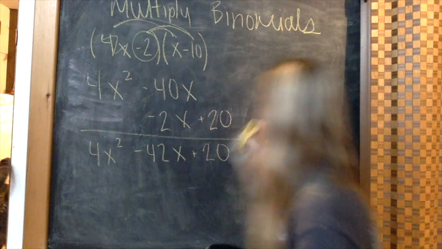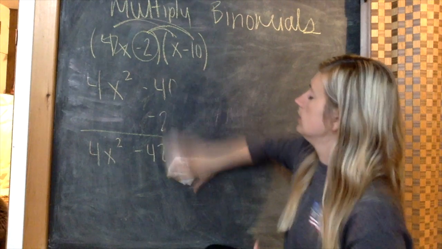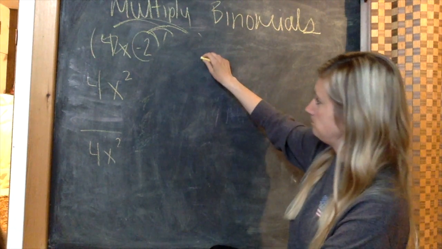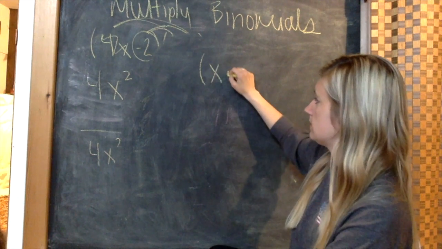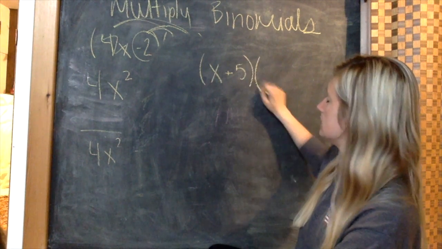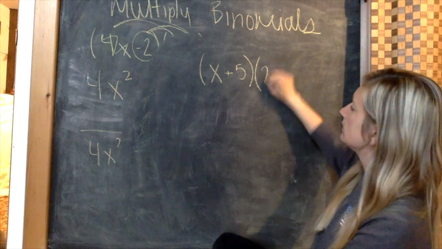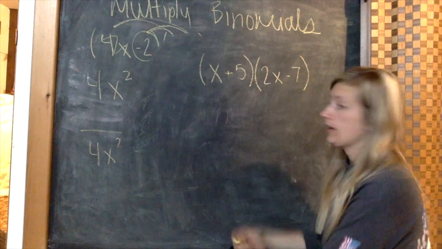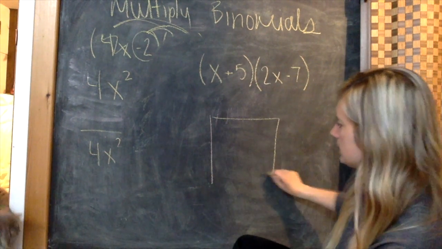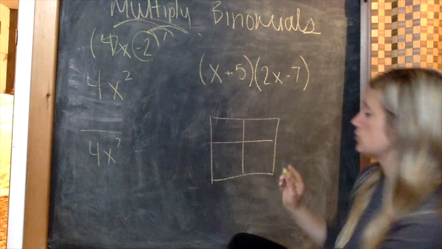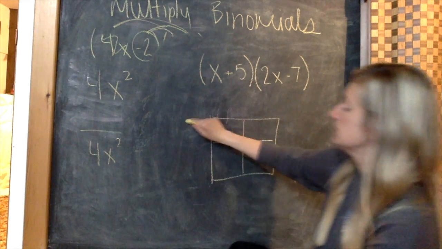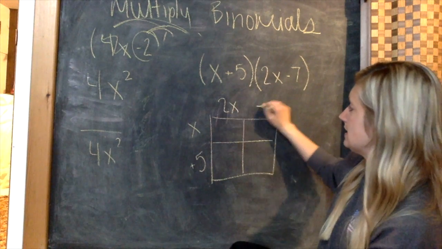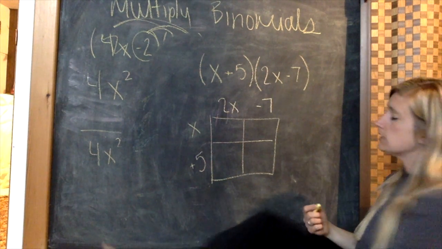And let me erase this so I have some space. Let's do x plus 5 times 2x minus 7. Okay, so I'll do the box. That way I just keep it even. I don't know which way you're going to want to go. So x plus 5, 2x minus 7. All right, so I start multiplying.